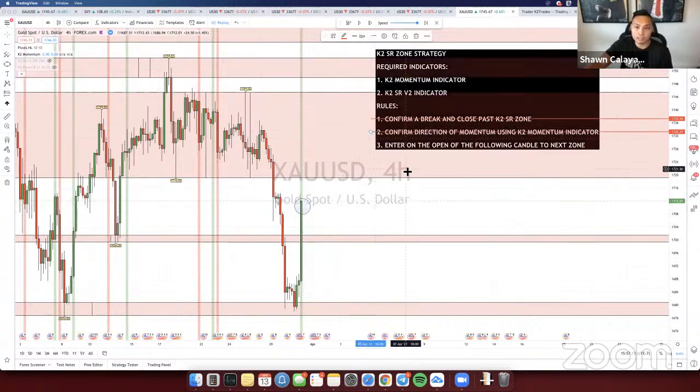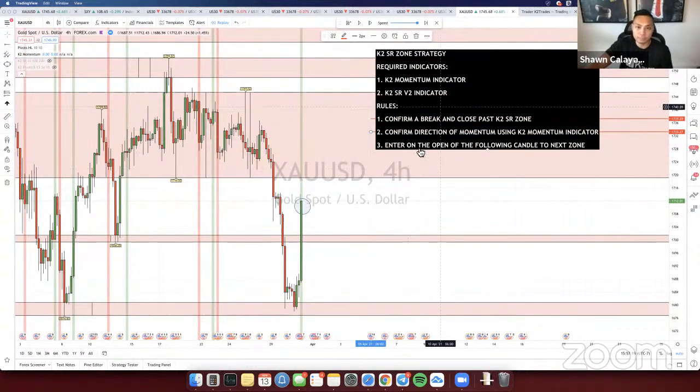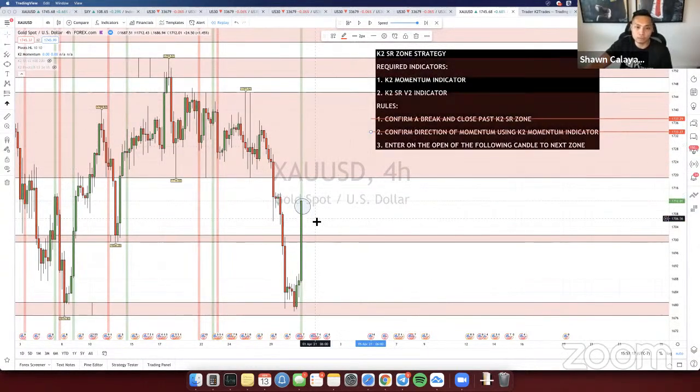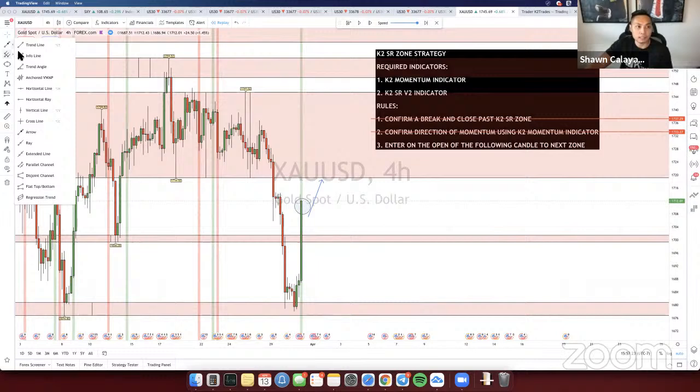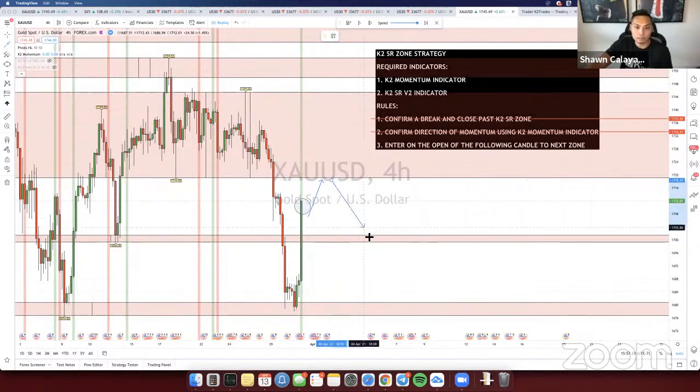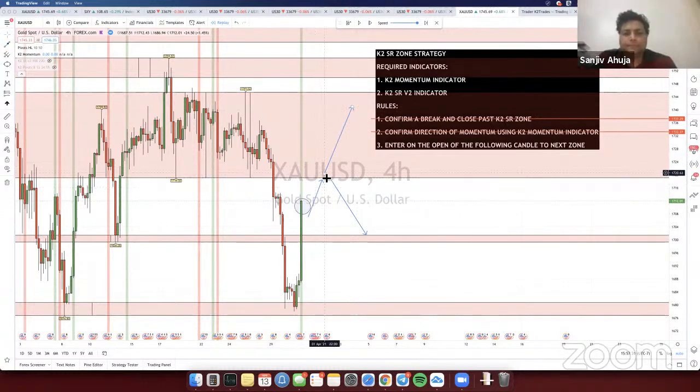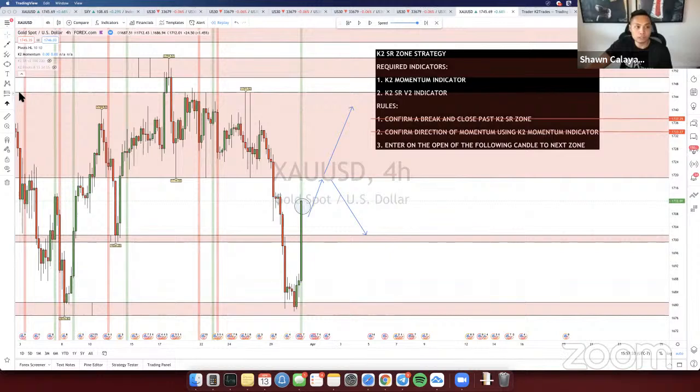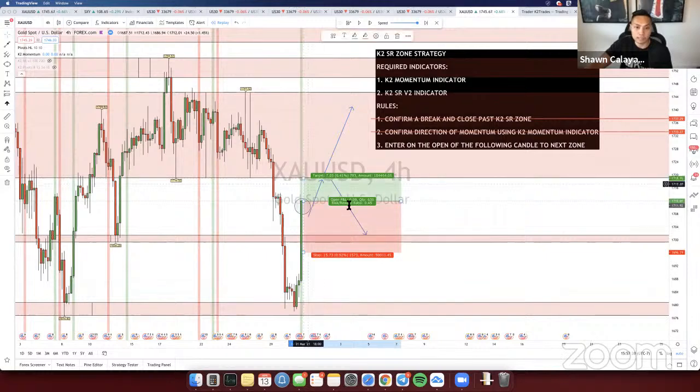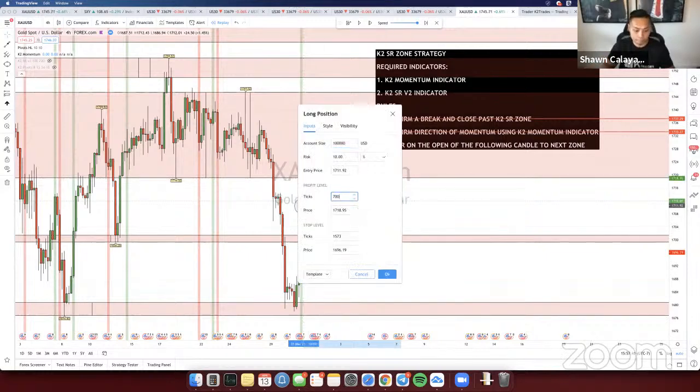Third requirement is you can enter on the open of the following candle, and you're basically just going to ride this move to the next zone right here. Because basically when it reaches the zone, price can do one of two things. It can either reject off it and come back down, or it'll break through it and continue up higher. So with this right here, you would enter your long position right there. You would reach for this zone right here, which should be about, I guess we could estimate at 700 pips.